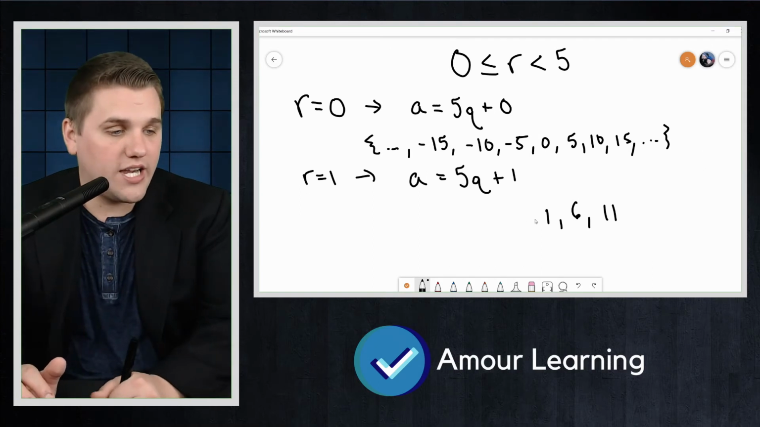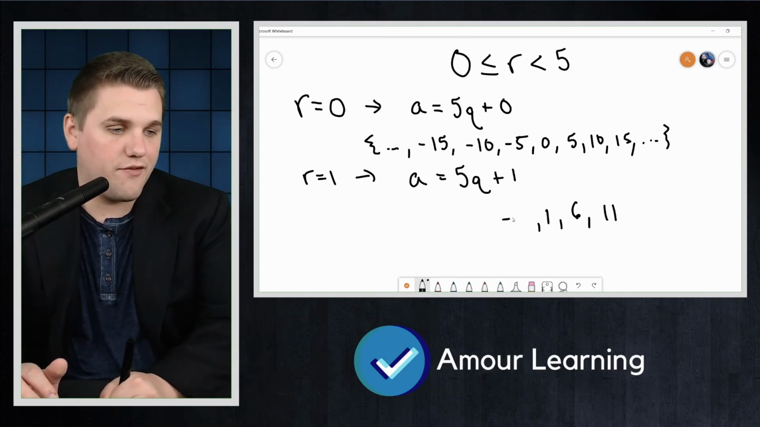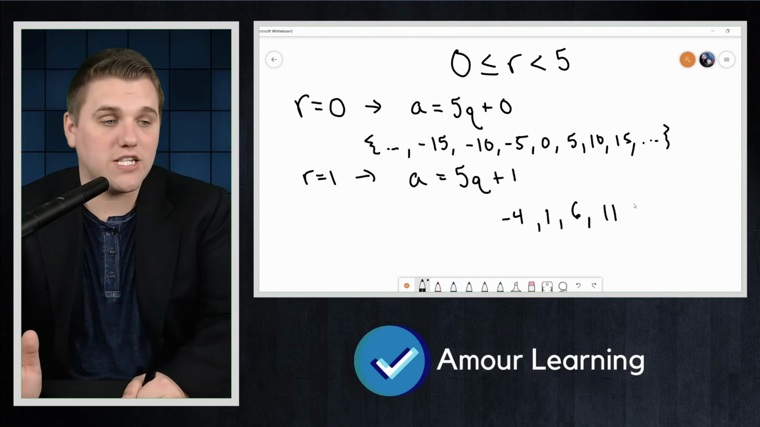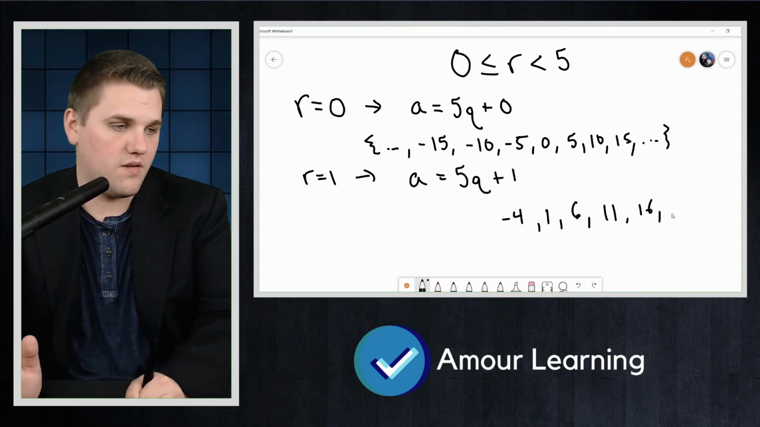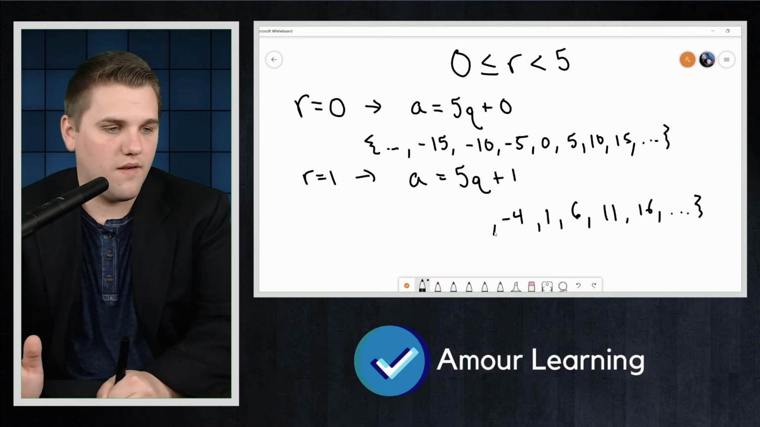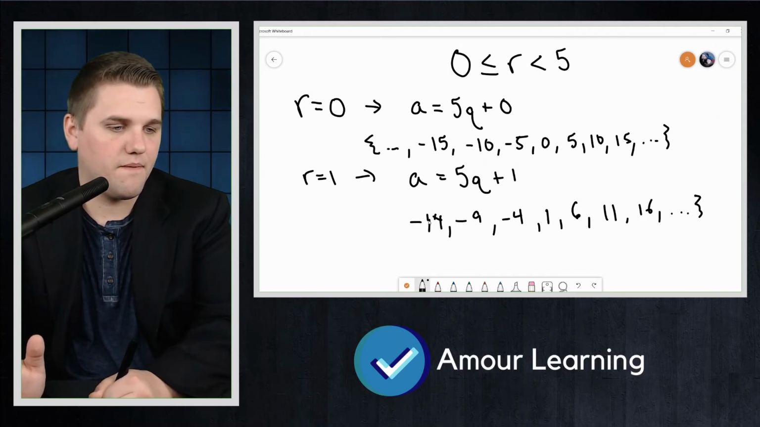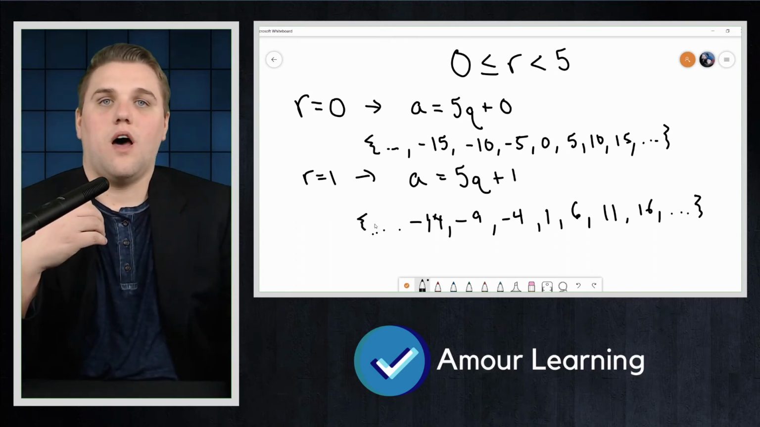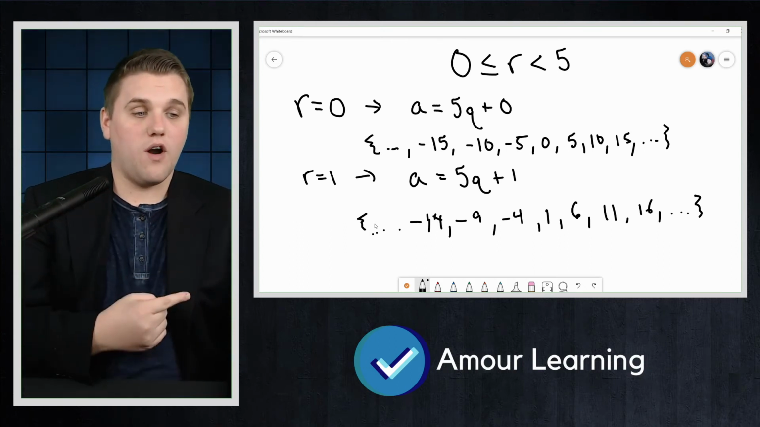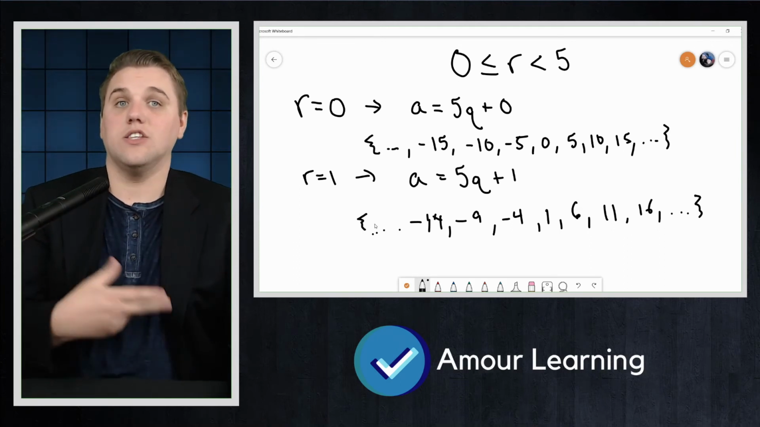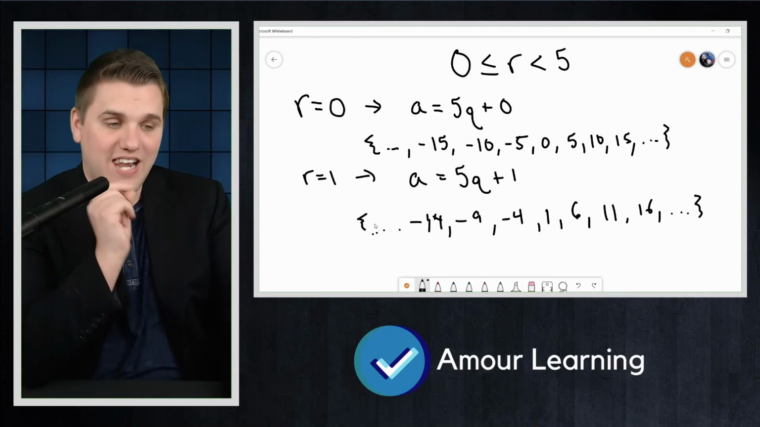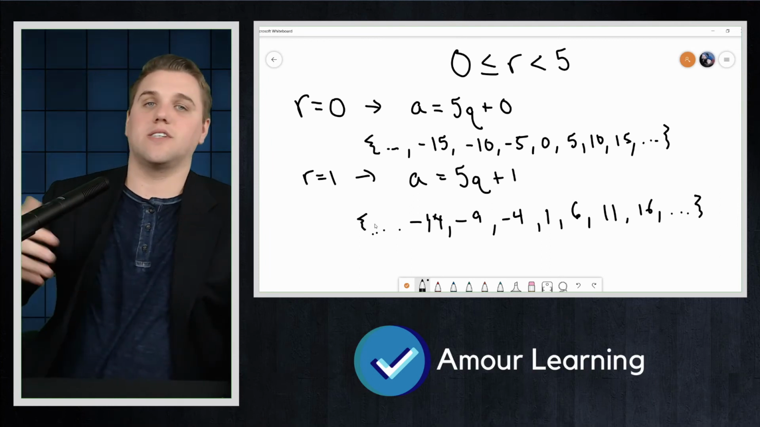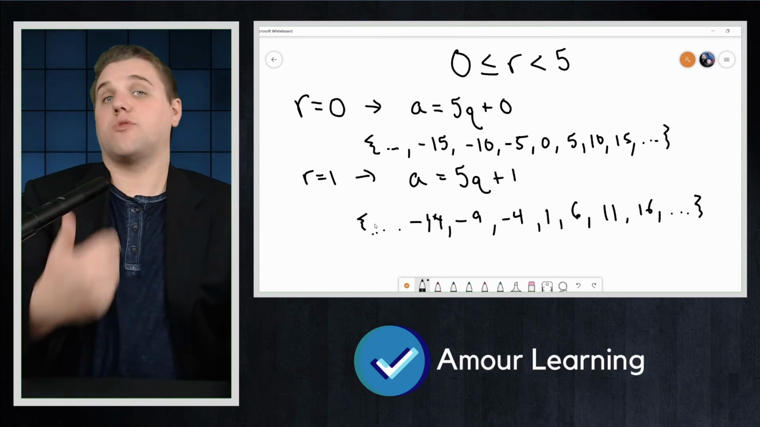So let's write them all out. Technically, the next one is negative 4. If you notice, they're all spaced 5 apart. And so on. So for r equals 1, we get that negative 4 is in there, negative 9, and so on. So the remainder class is negative 14, negative 9, negative 4, 1, 6, 11, 16, and so on in both directions. There are 3 more to go.